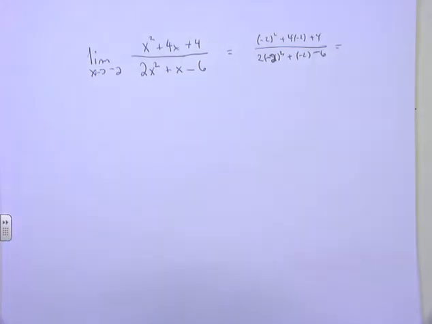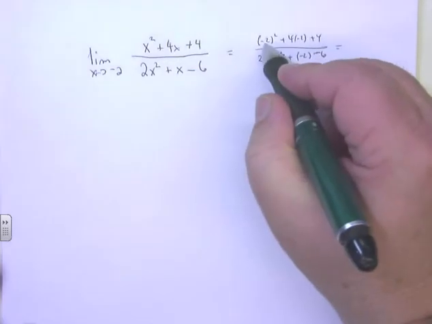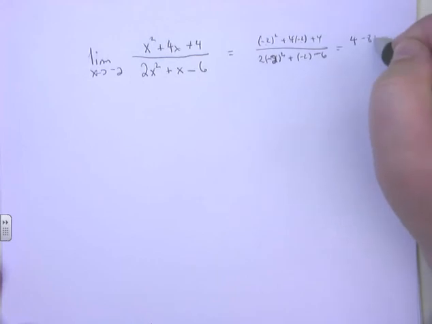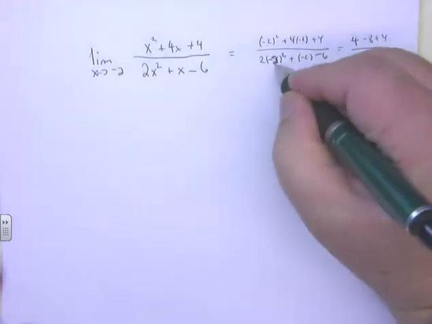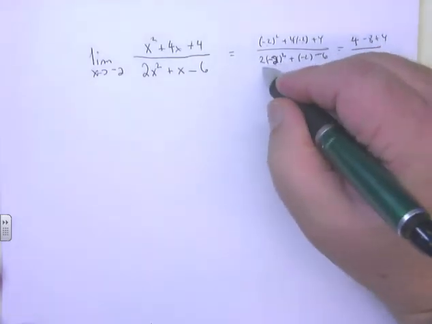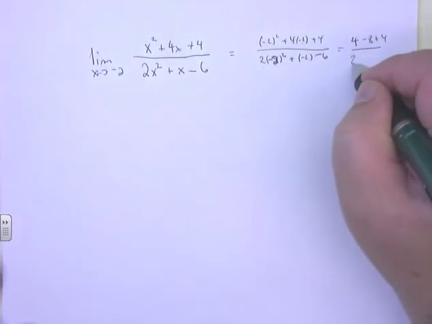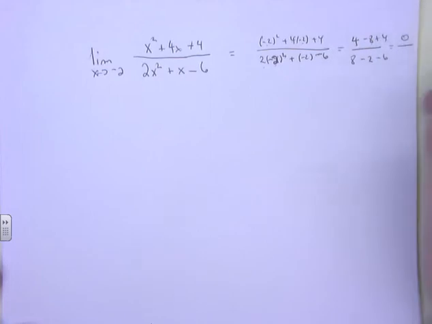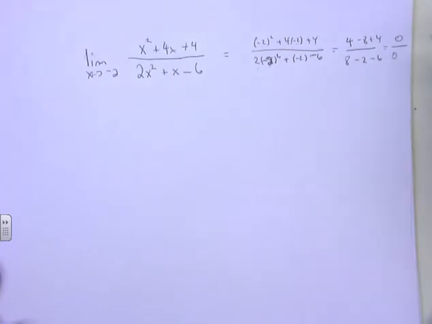All right, let's see what we get here. -2 squared, well, that's 4. 4 times -2 is -8 plus 4 over -2 squared is positive 4 times 2 is positive 8 minus 2 minus 6. 4 minus 8 plus 4 is 0 divided by 0. 8 minus 2 is 6 minus 6 is 0. It's the famous 0 over 0 case. Don't be surprised when you see a lot of these kind of problems in your future.